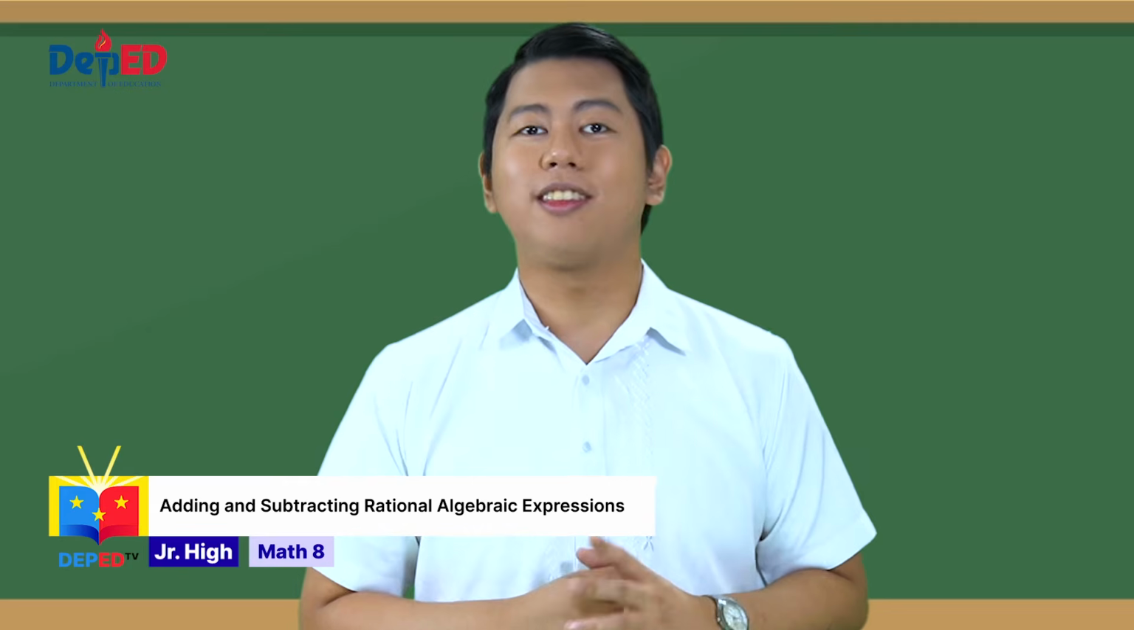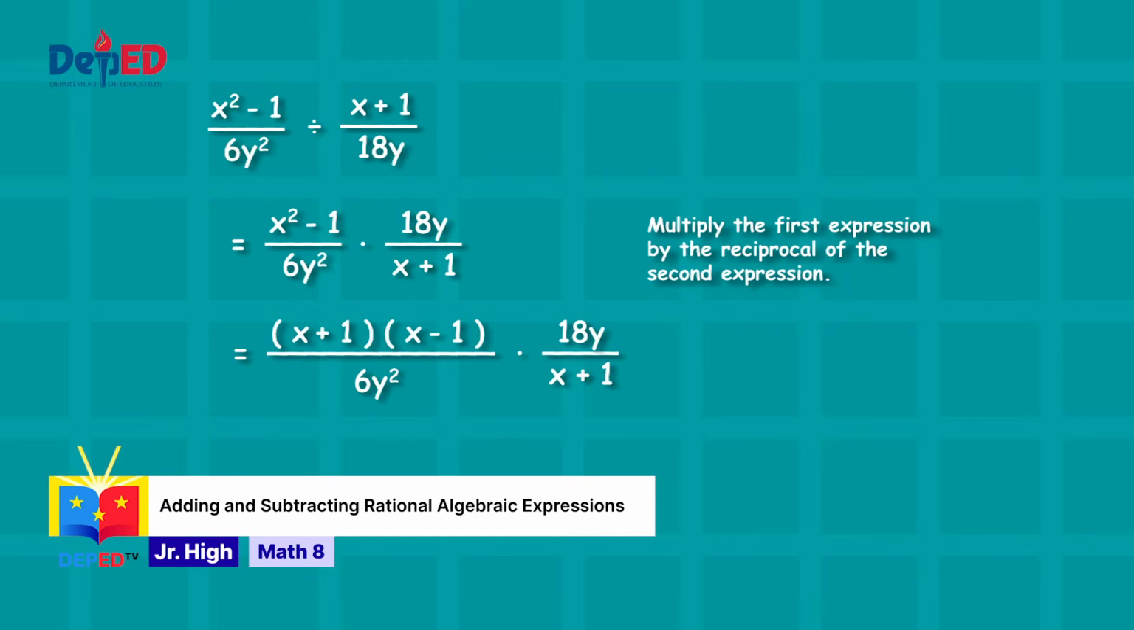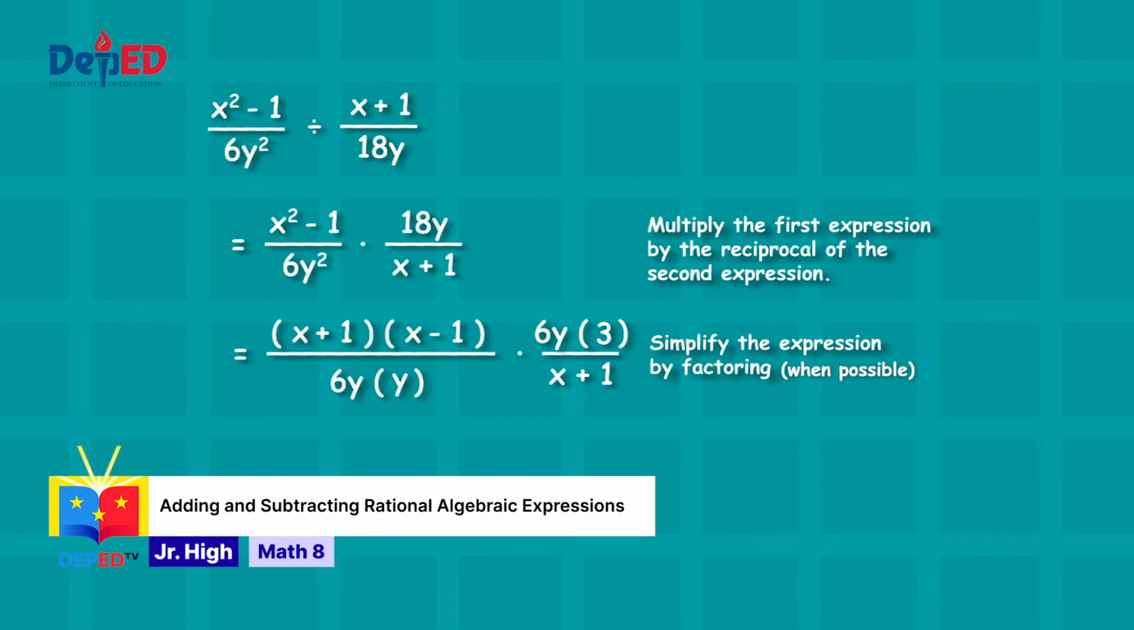Now, how can we make this operation easier? We can factor x squared minus 1 as the product of x plus 1 and x minus 1. What else? We can get the greatest common factor of 18y and 6y squared, which is 6y. Now, this can be written as the quantity of x plus 1 times the quantity of x minus 1 all over 6y times y, multiplied by 6y times 3 all over x plus 1.